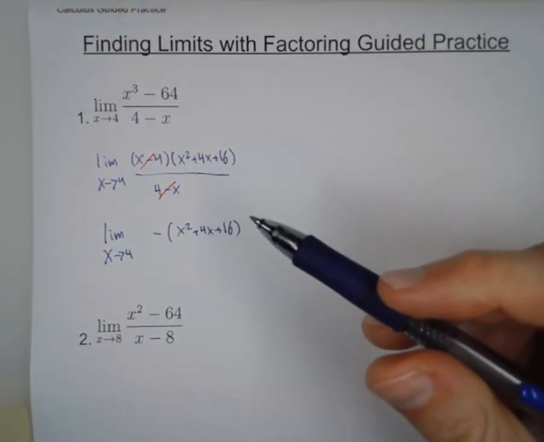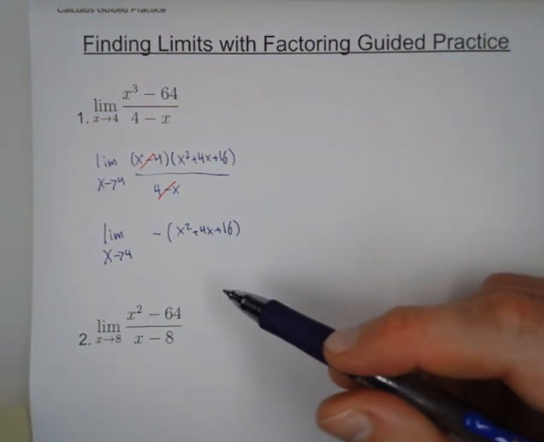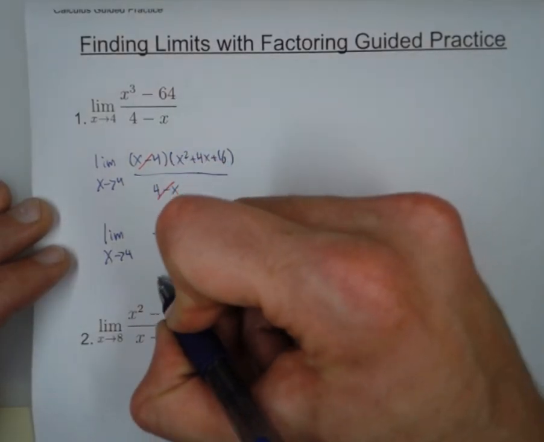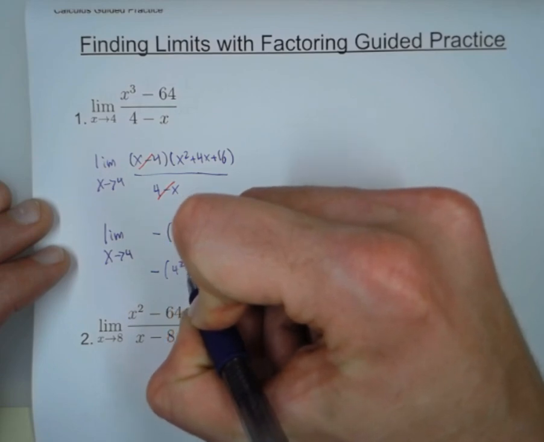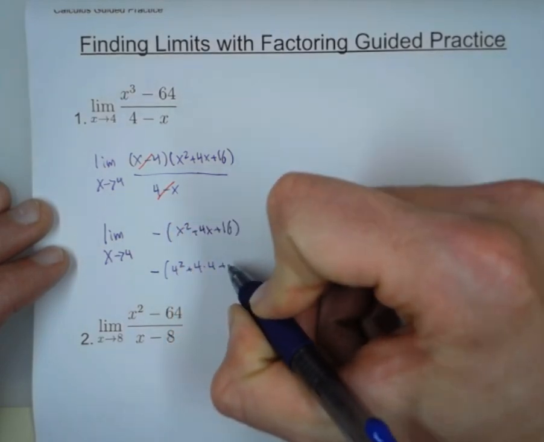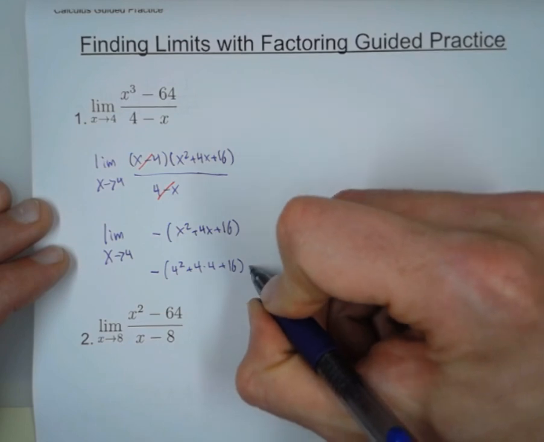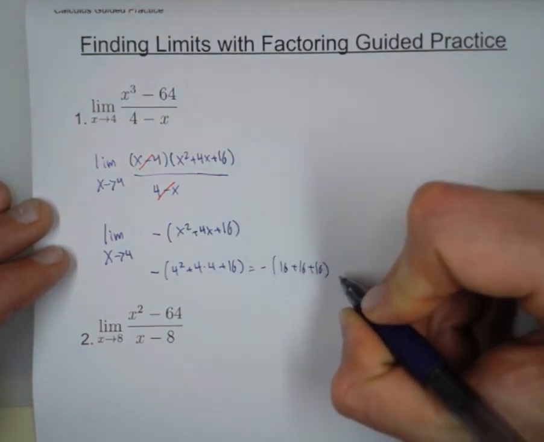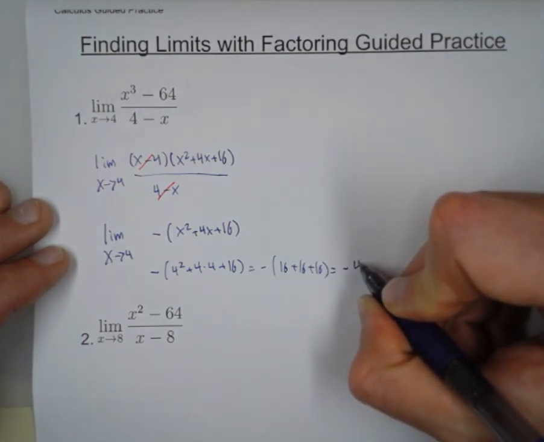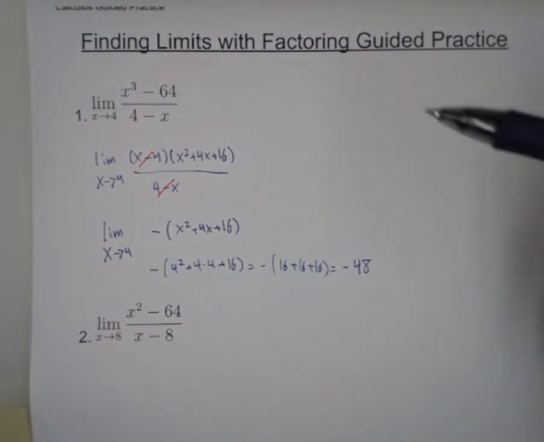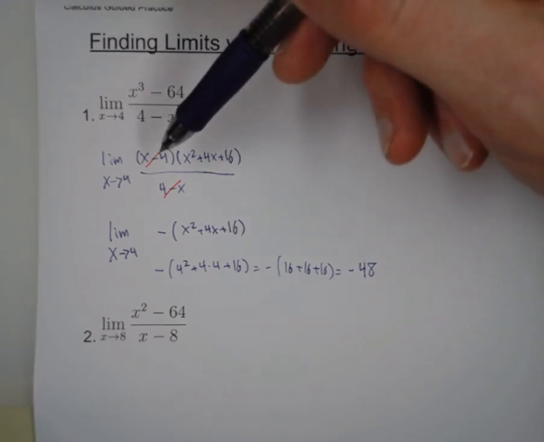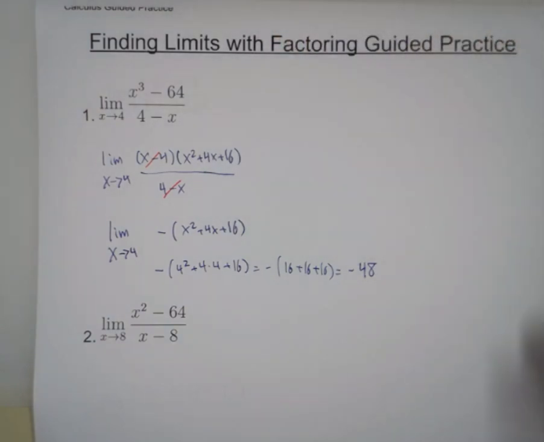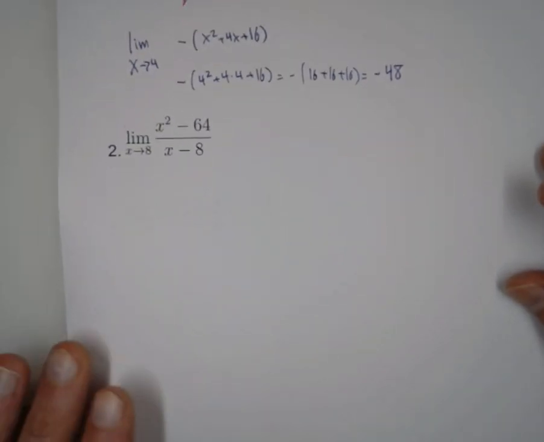But now there's no 0 over 0, which means we can substitute in 4 here and end up with an actual number. So negative 4 squared plus 4 times 4 plus 16. So this is negative 16 plus 16 plus 16, which is negative 48. So that is what this approach is. We factored, we found the common factor that could cancel out, and then we found the limit by direct substitution. So let's go on to the second one.